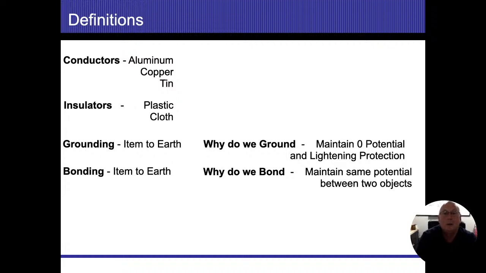Grounding, item to earth. We do it because we want to maintain zero potential. The earth is the biggest item on the earth because it's the planet, and nothing can be bigger than the planet on the planet. So that's going to be our reference point that we're going to use, and we're going to call it 0. And also lightning protection, we need to give that a pathway to get to the earth. Bonding, item to item. Why do we bond? To maintain the same potential between two objects.